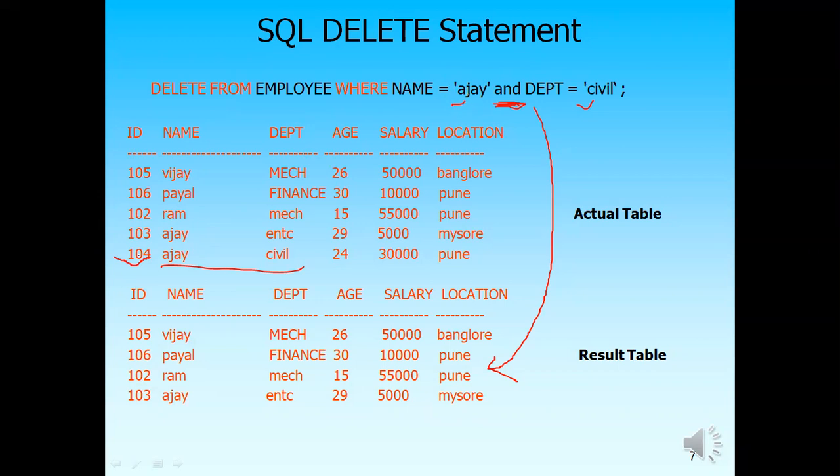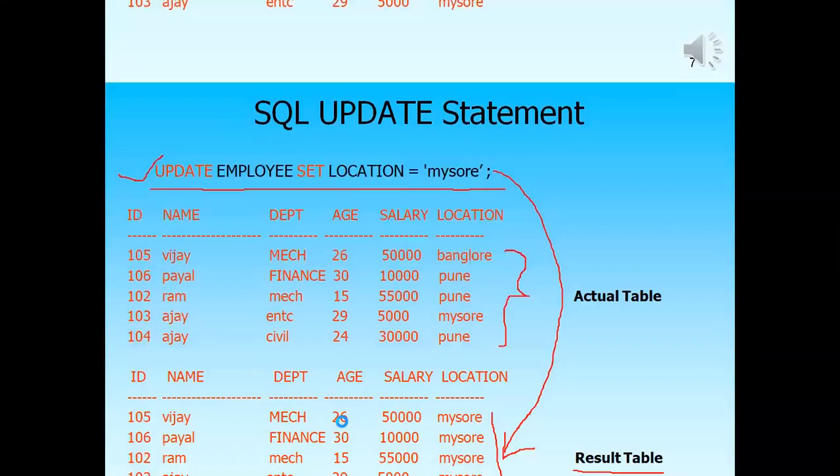Then here only one record is there. 103 is also Ajay, but my department is ENTC, right? So that's why only one record will be removed from my actual table, and after executing this statement, we will get this result. And if you observe, the record with ID 104 is removed from this table, right? I hope you are clear with this.